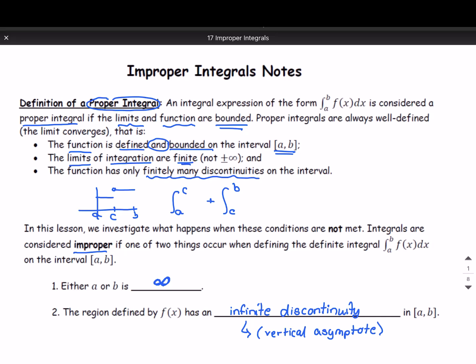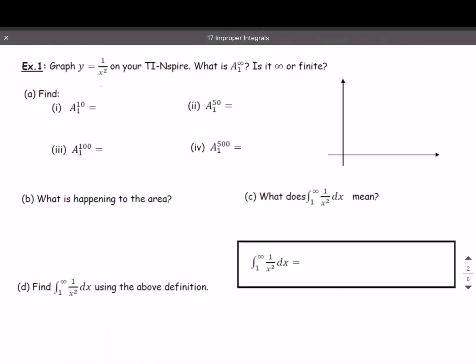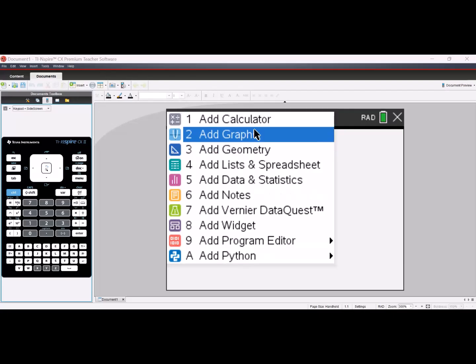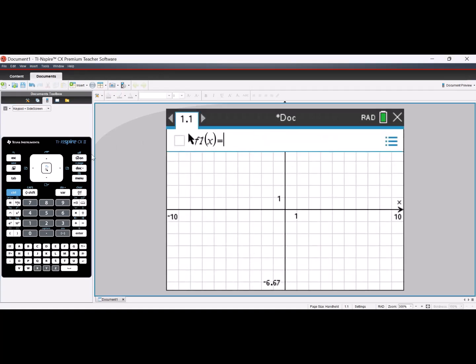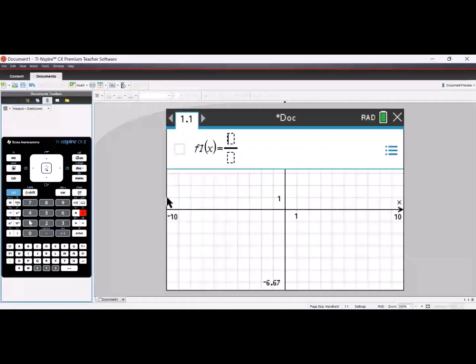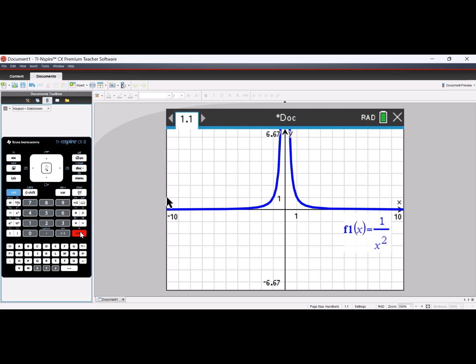Let's see what happens. So first thing we're going to do is pull out our TI-Nspire and graph the function y equals 1 over x squared. So we're going to put in a graph page. We're going to put in our functions. So we're going to press control division for our fraction template, 1 over x squared, and hit enter.